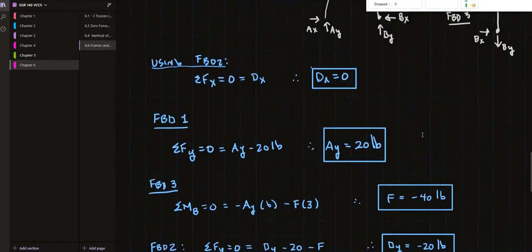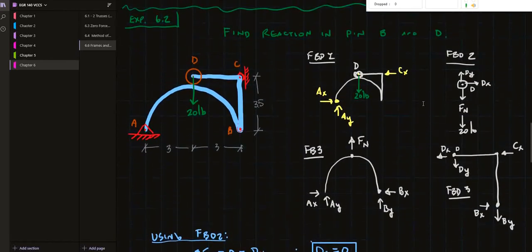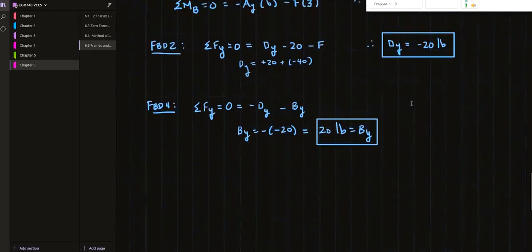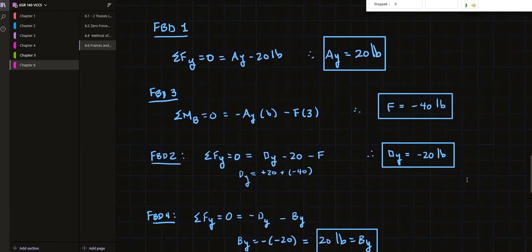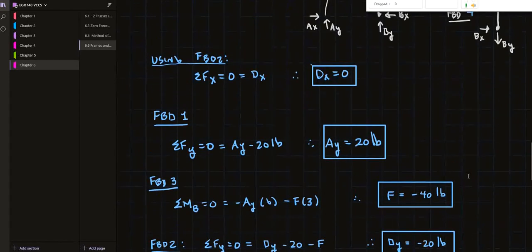And from this one, I have 2 3s here. This is a 4. And we see that BY now equals 20 pounds.